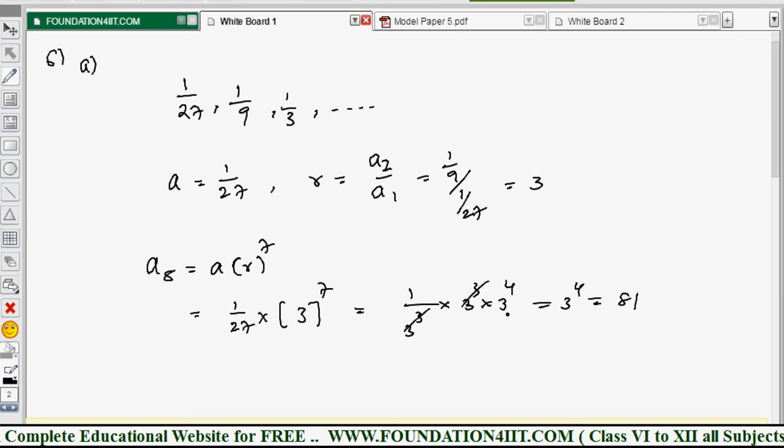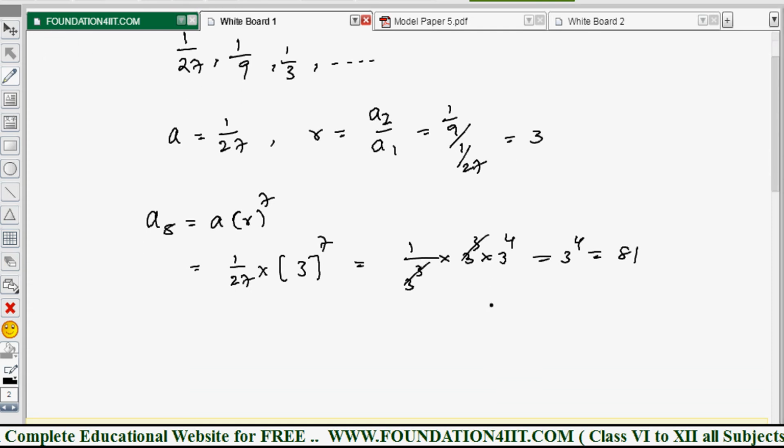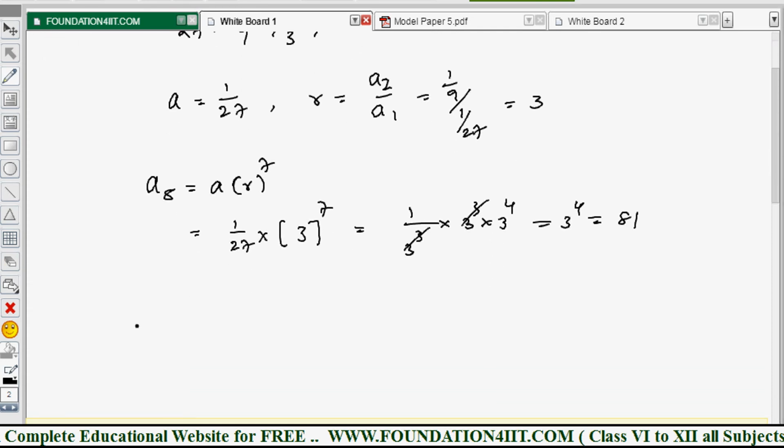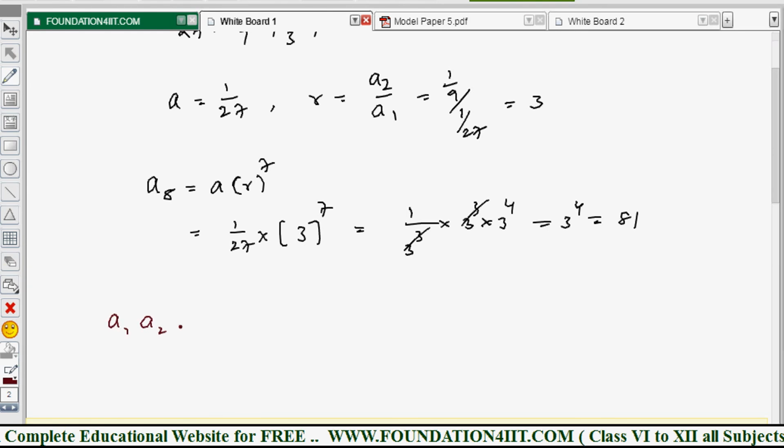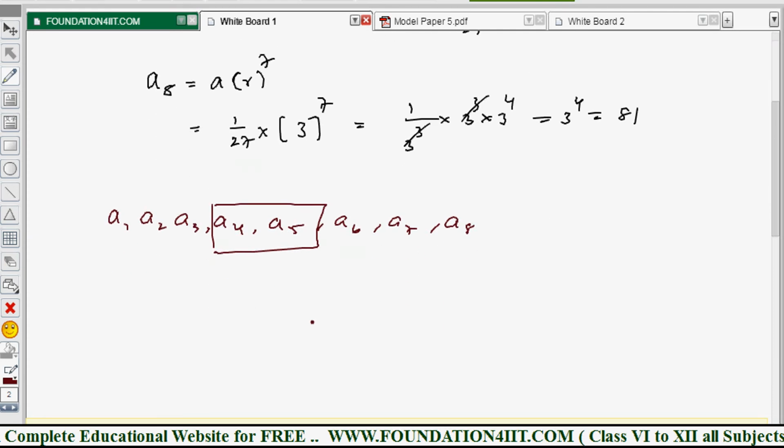last term, the 8th term. Now the question is to find the product of the fourth term from the beginning and the fourth term from the end. In total there are 8 terms. So if you observe the sequence A1, A2, A3, A4 and A5, A6, A7, A8, these are the 8 terms. The fourth term from the beginning and the fourth term from the end means A4 and A5.